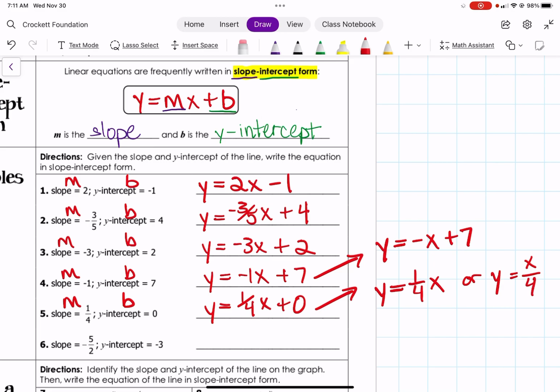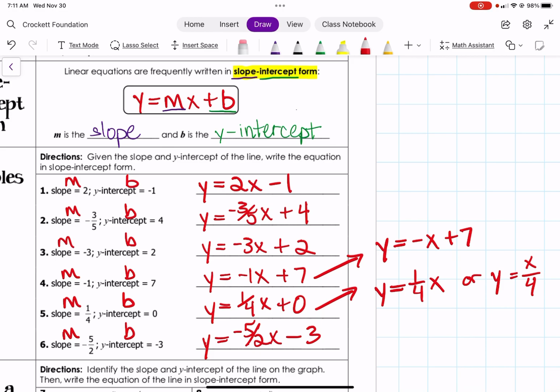Okay? All right, last one, number 6. M is -5/2. B is -3. So y equals -5/2x minus 3. Remember, if the y-intercept is a negative number, we don't put plus minus, we just put minus.